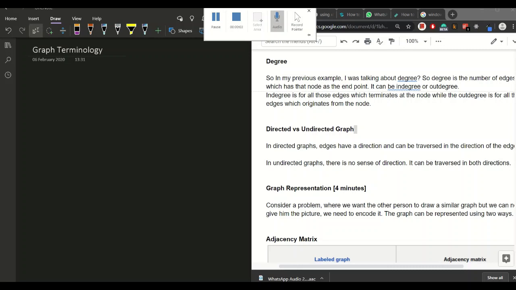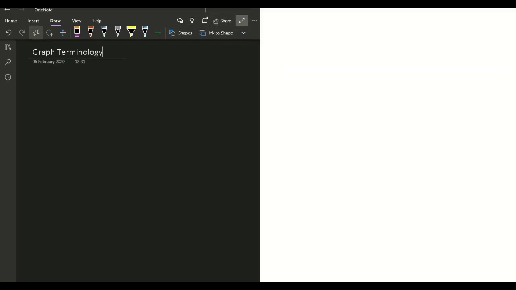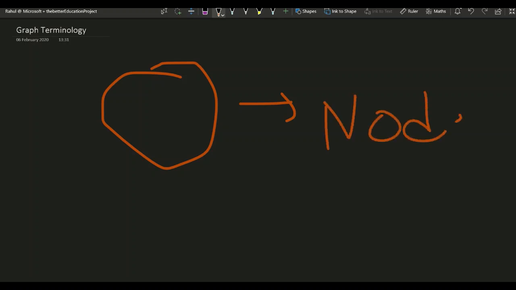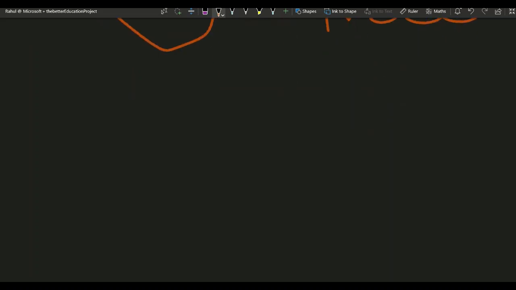Okay, now let's introduce ourselves to the basic terminology of graph. So we represent this as a node, and it can be anything. It can be landmass as we saw in the previous example, or it can be anything which is connected to other things. Okay, and say this is city A and this is city B.